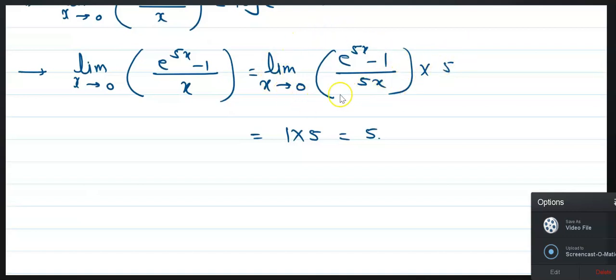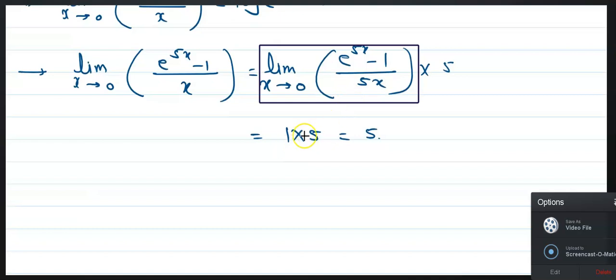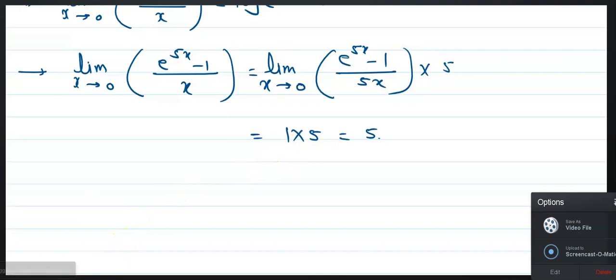Now the value of this limit is 1, and 1 into 5 is 5. This is our basic result now. The value of this result is 1, and that's why the value of this limit is 1 into 5.